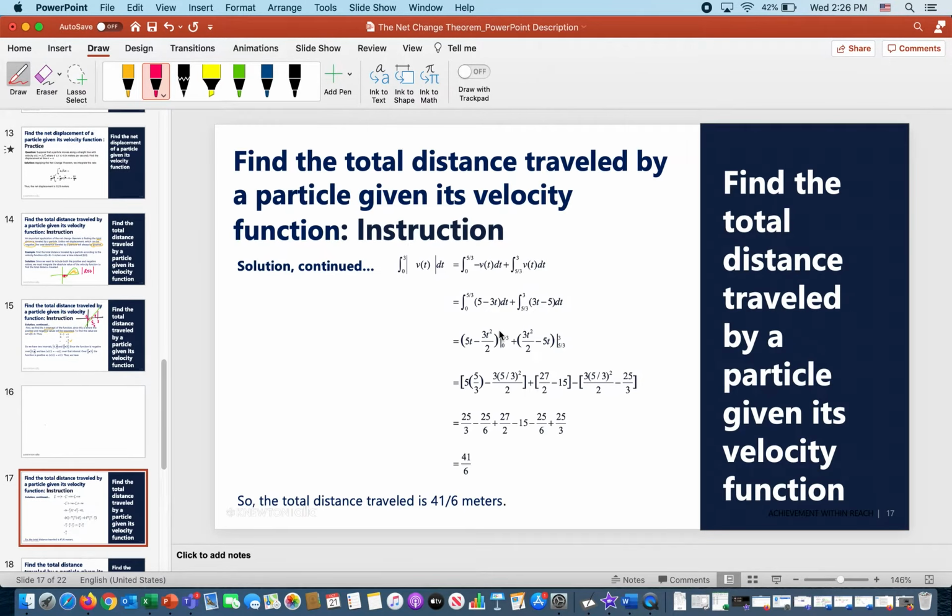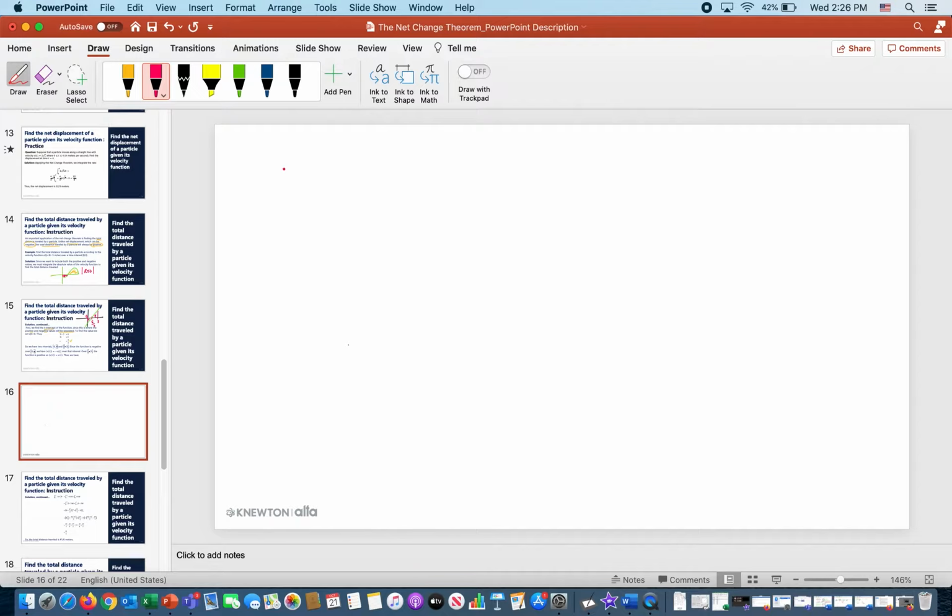So in the next slide, this is what I was referring to, how the publisher's PowerPoint solves this a little differently than I would. I would suggest that we take our interval and go from 0 to 5/3 of 3t minus 5 dt. Plus, now we're going to have the interval from 5/3 to 3 of 3t minus 5 dt.